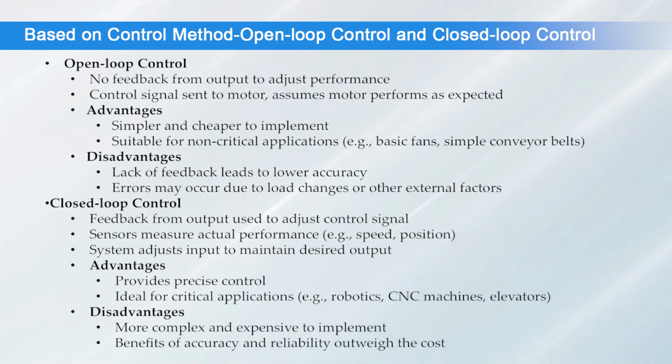In an open loop system, the drive controls the motor without feedback from the output. The system sends a control signal to the motor and assumes that the motor performs as expected without checking the actual output. Open loop systems are simpler, cheaper to implement, and used in applications where precise control is not critical, such as in basic fans or simple conveyor belts.